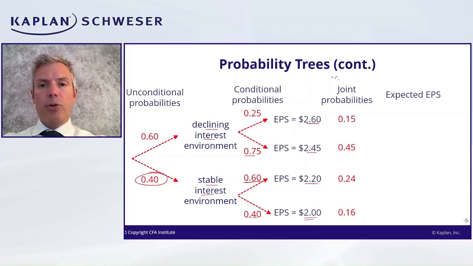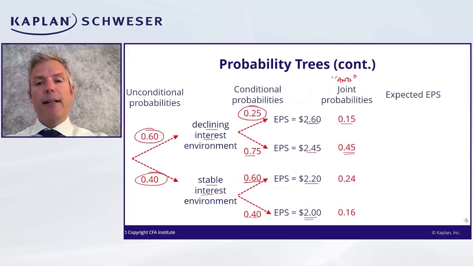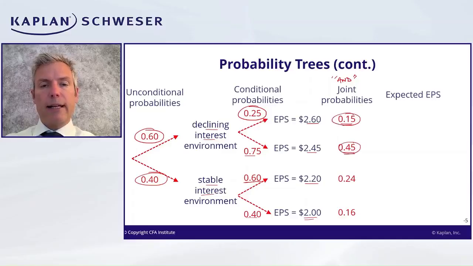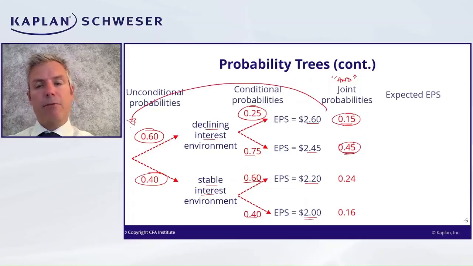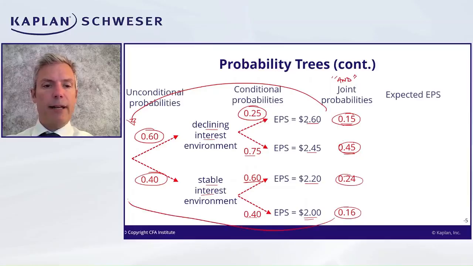So you get your joint probabilities, the probabilities of both these things occurring, by multiplying through by the probabilities in the tree. 0.6 times 0.25 is 0.15, and 0.6 times 0.75 is 0.45. A little trick for you: these joint probabilities should always add up to that original fork, because you're really just splitting that original fork out. So 0.45 plus 0.15 is 0.6, and 0.24 plus 0.16 is really just splitting out that original 0.4.